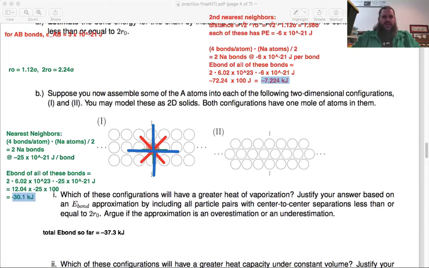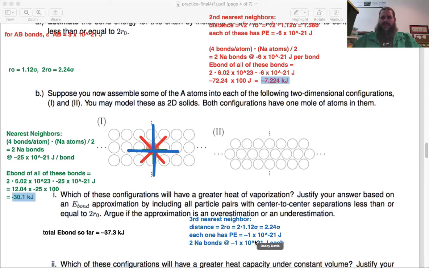So that's each one has energy -1 times 10 to the negative 21st joules. And it looks like we should also have the same number of them, 2 times Avogadro's number, because there's 4 bonds per atom. There are Avogadro's number of atoms. We're still double counting, so we still need to divide by 2. So there's 2 Na bonds of this type at -1 times 10 to the negative 21 joules each.